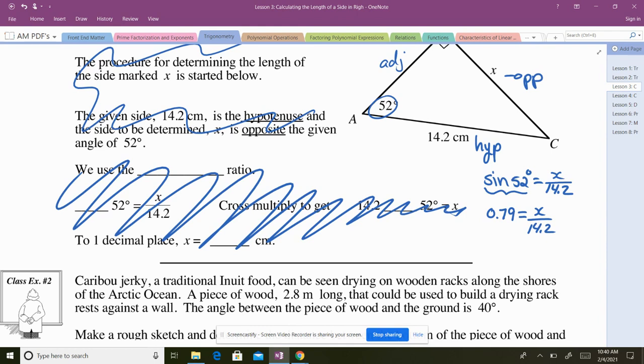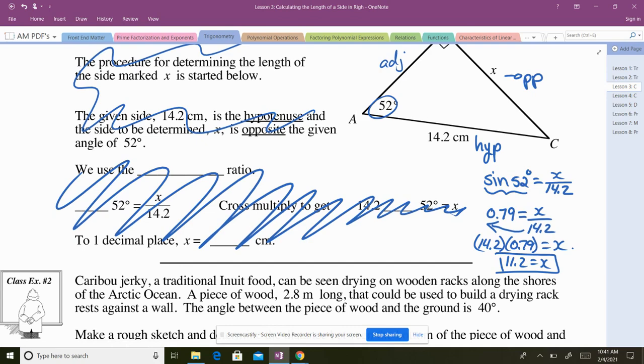Okay? So the shortcut is, on this one, multiply the 14.2 up. So you get 14.2 times 0.79 is equal to x. You're going to have to tell me what that is. 11.2. 11.2 is equal to x. Is that okay? Yes. Because we know we're trying to find the opposite side, and we know the hypotenuse. So we can't use tan because it involves opposite and adjacent, and I don't know what the adjacent is. That makes sense? Okay.